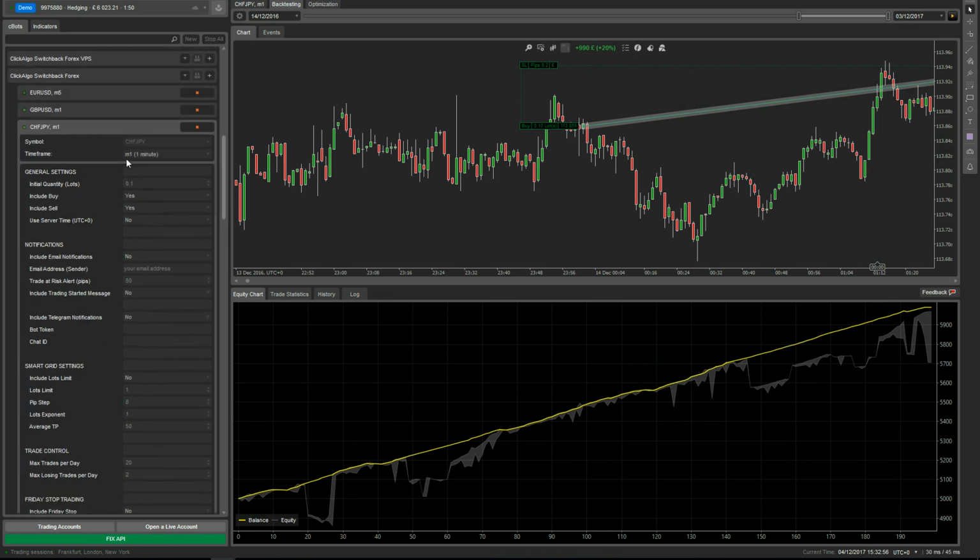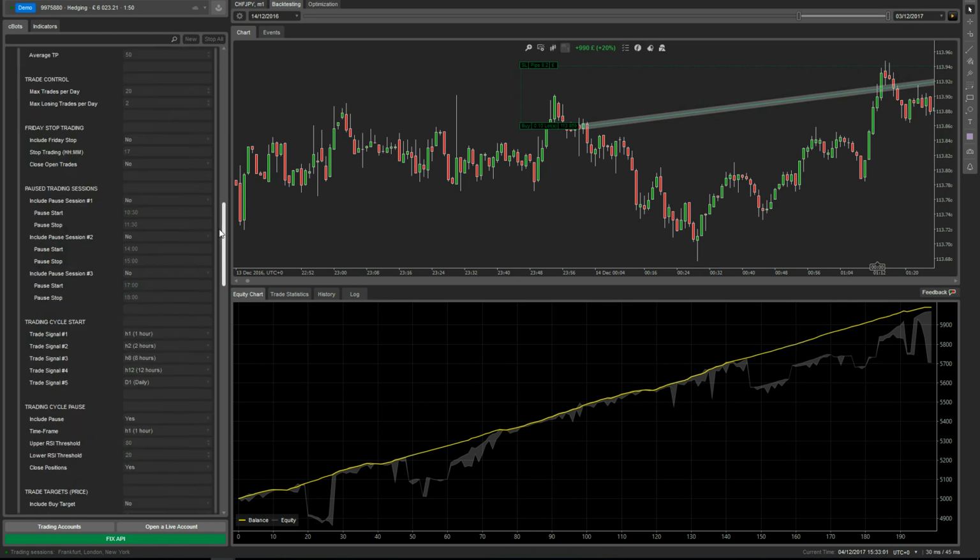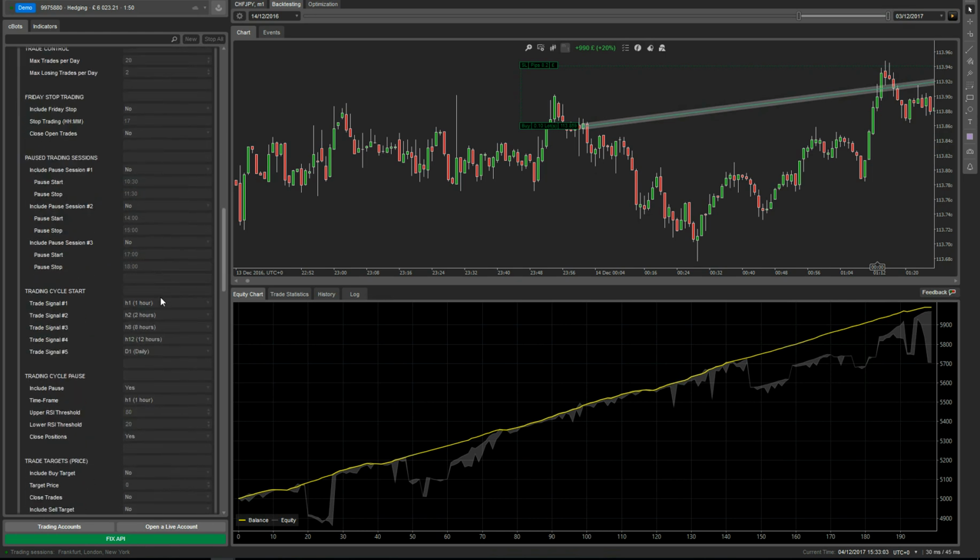We look at the time frame. So I play around with the time frame. That makes a big difference as well. And the major difference is the trading signals. We stick to 1 hour, 2 hour, 8, 12, and daily, but you can modify those to get the best results. And one of our symbols, I'll show you later, we've given it 3 days as trade signal 5, and we had to do that to give good results.